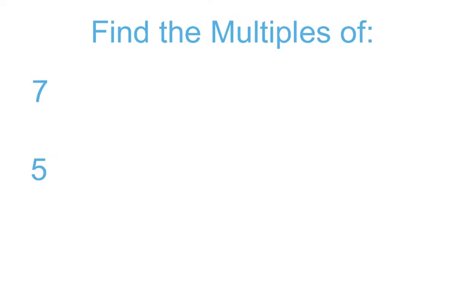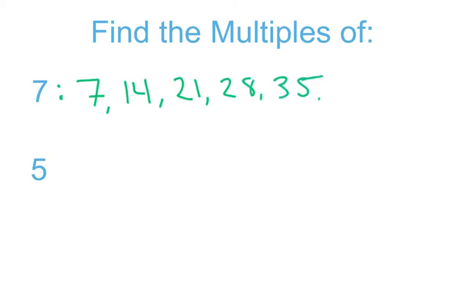Find me the multiples of 7 and 5. Now you're never going to have a complete list because you can always keep multiplying these numbers times something greater. But let's start with multiples of 7. I'm going to do 5 of them for you, just to give you an idea. 7 times 1 is 7. 7 times 2 is 14. 7 times 3 is 21. 7 times 4 is 28. 7 times 5 is 35.